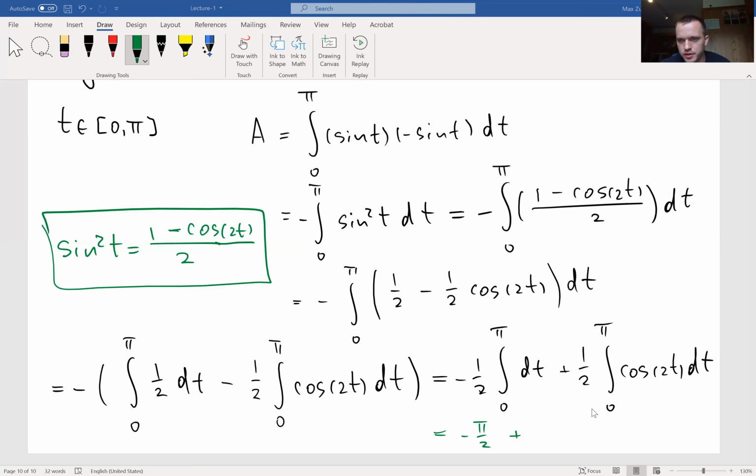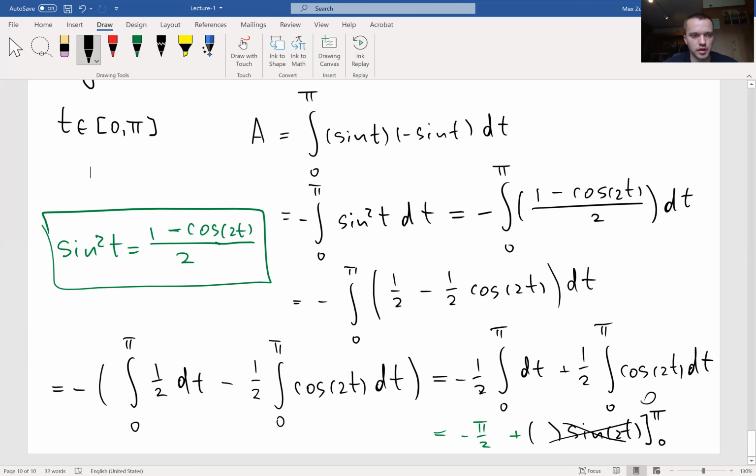And the way to see this, let me show you the trick. If you integrate cosine of 2t, you're going to have some constant times sine of 2t, evaluated between 0 and pi. But sine at 2 pi is 0 when I plug in t, and sine at 0 is also going to be 0. So that's why this term over there is going to be 0.